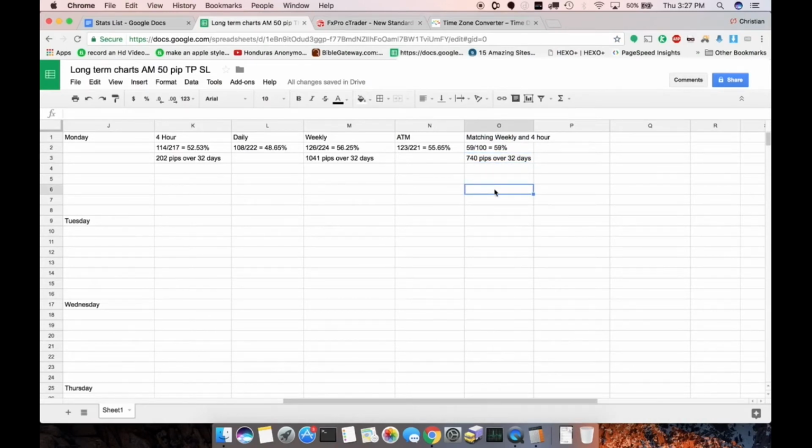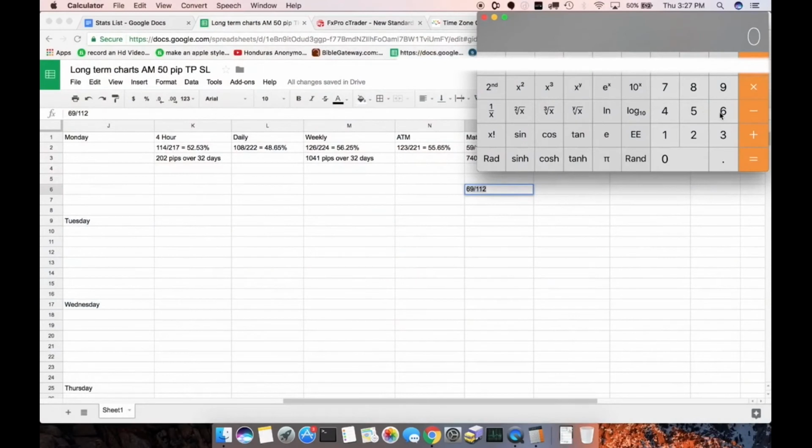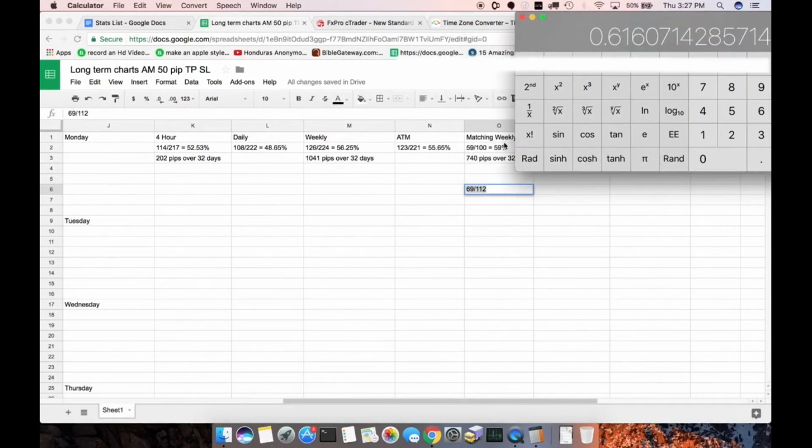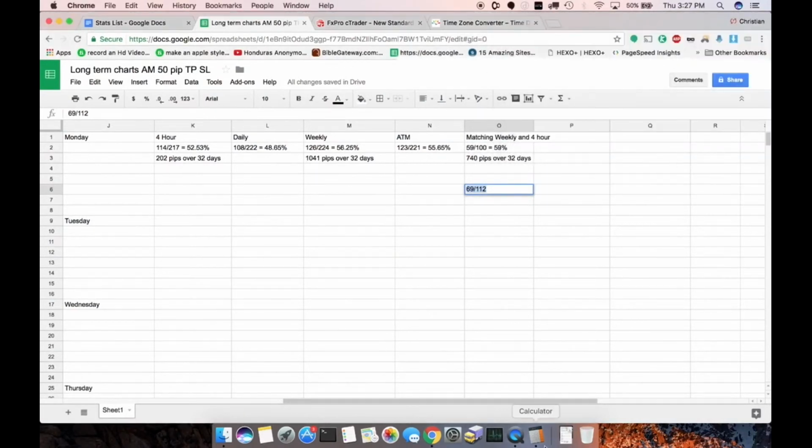So what that becomes is you add the 10 wins and you add the 12 total, and that becomes 69 over 112. 61.6%, which seems pretty good. It's a little bit better than 59. So that's the percentage so far of all the data that we've come up with here.